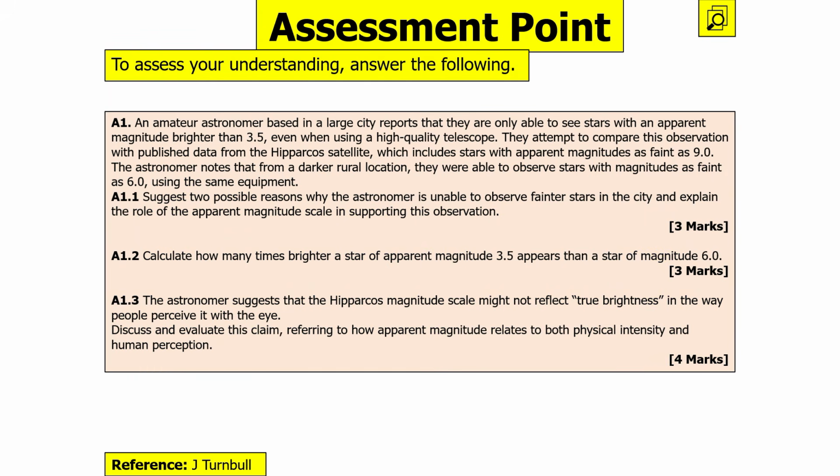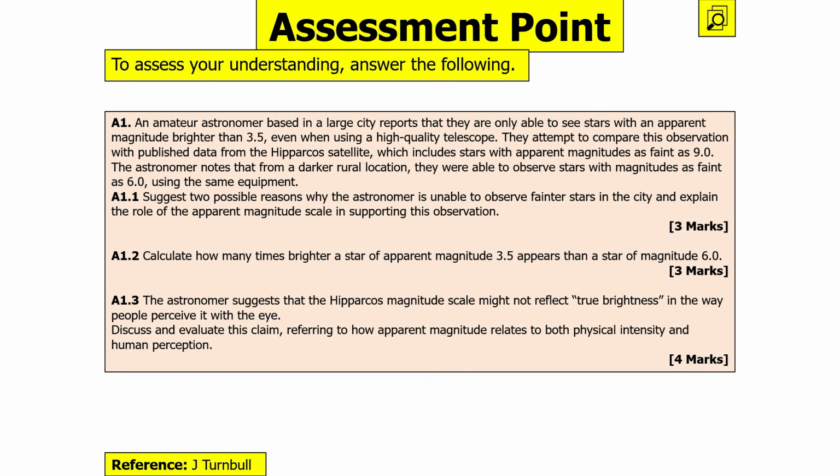An amateur astronomer based in a large city reports that they're only able to see stars with an apparent magnitude brighter than 3.5, even when using a high-quality telescope. They attempt to compare this observation with published data from the Hipparcos satellite, which includes stars with an apparent magnitude as faint as 9. The astronomer notes that from darker rural locations, they were able to observe stars with magnitude as faint as 6 using the same equipment.